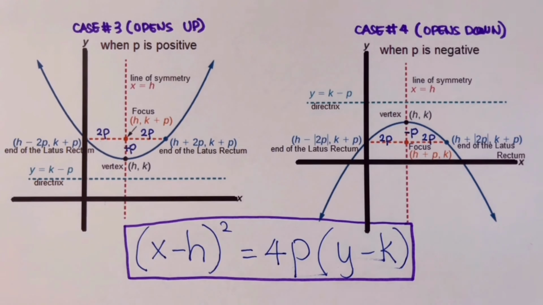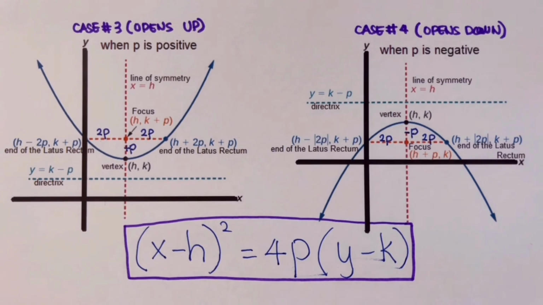And then we also have a line of symmetry. The line of symmetry is the line that crosses through the focus and the vertex. So we can say that our line of symmetry is right here. The equation of the line of symmetry is x equals -2.